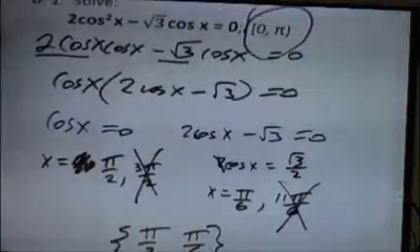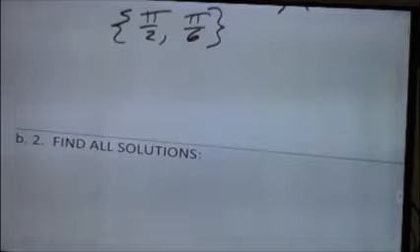Let's go one step further to the find all solutions. It's going to be the same idea as the last one, where for each one of these, we're going to see about going around the circle, but there's a little twist with one of them.